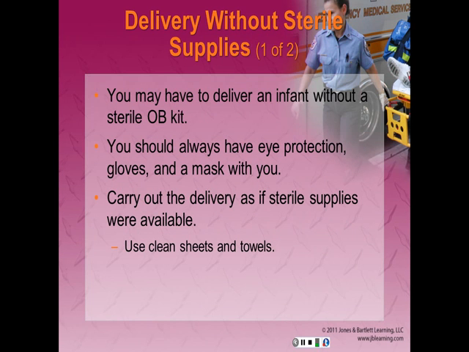Delivery without sterile supplies. On the rare occasion, you may have to deliver an infant without sterile OB kits. Even without the OB kit, you should always have eye protection, gloves, and a protective mask with you. Carry out the delivery as if sterile supplies were available, and if possible, use clean sheets and towels that have not been used since they were laundered. As soon as the infant is born, wipe the inside of the mouth with your finger to clear away blood and mucus. You should not cut or tie the umbilical cord.